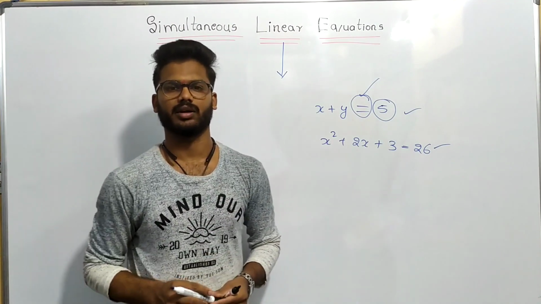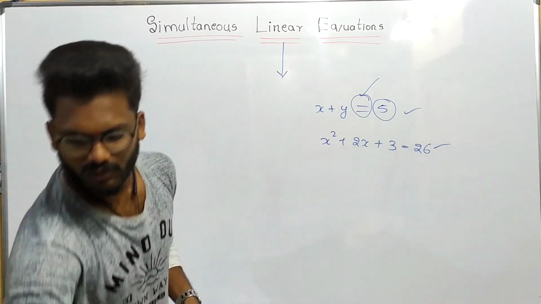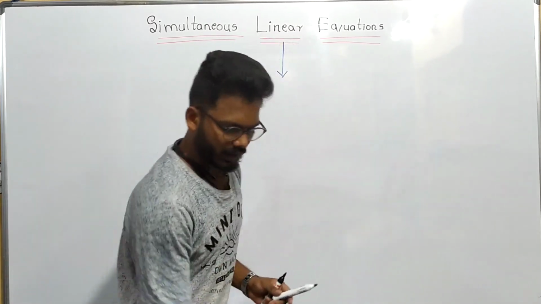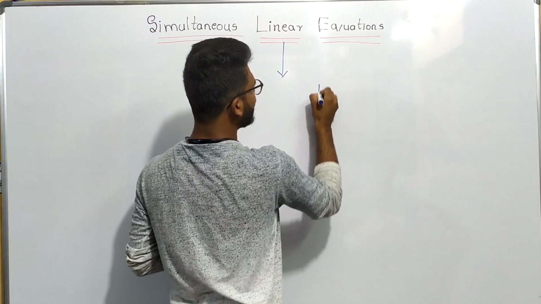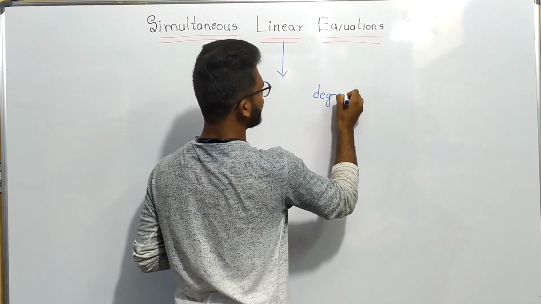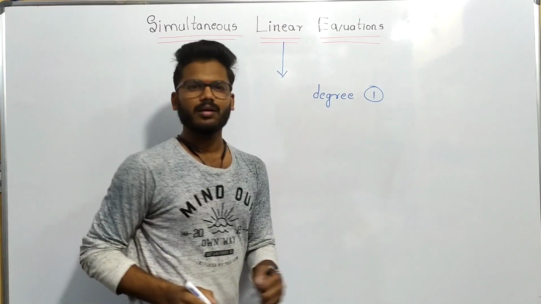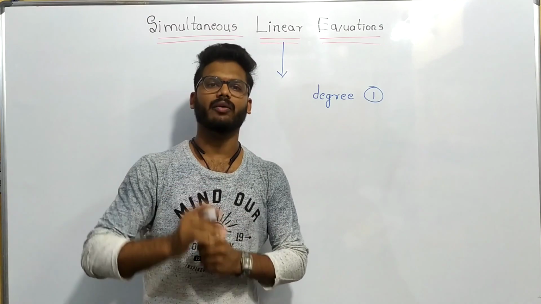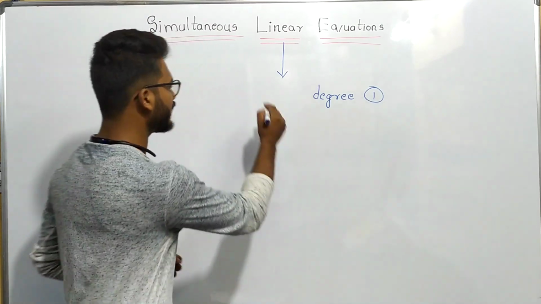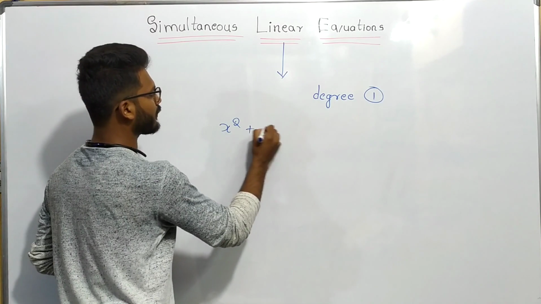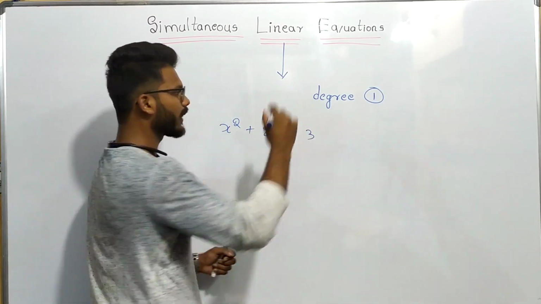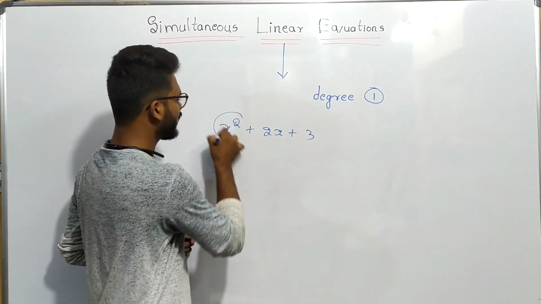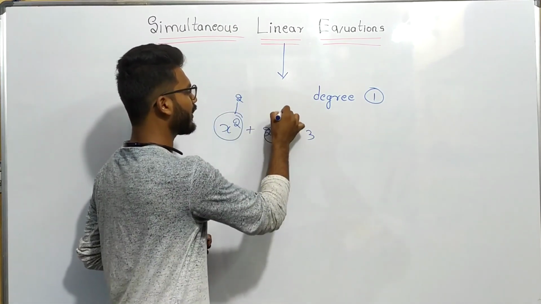But what is a linear equation? You have to keep it in mind: linear is nothing but degree 1. But what is degree? Degree is nothing but the highest power of an equation. Suppose I am taking one expression, x square plus 2x plus 3. Here, what is the highest power? For this term, the power is 2. For this term, the power is 1.